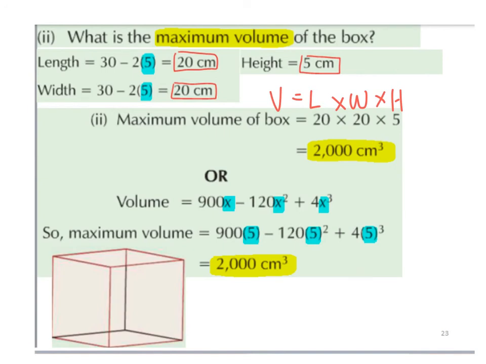Another way of doing it would be to take the volume equation, or the volume formula that we worked out earlier on. So we said that volume equals 900x minus 120x squared plus 4x cubed. And since we got x is equal to 5 for the maximum volume, we swap each of those x's for 5 with brackets around it, and multiplying out, we get 2000 centimetre cubed, just like before.